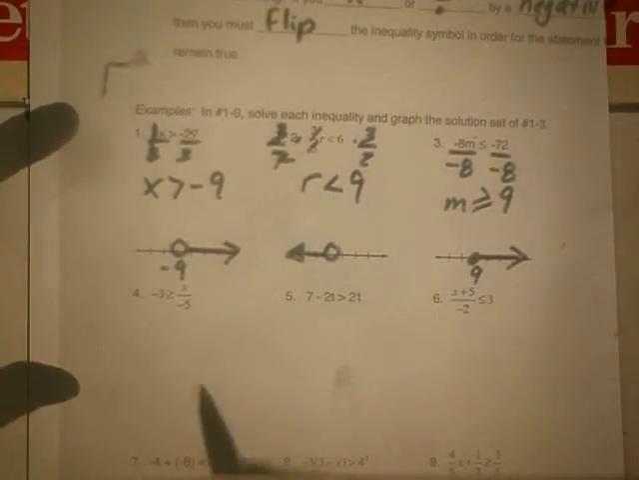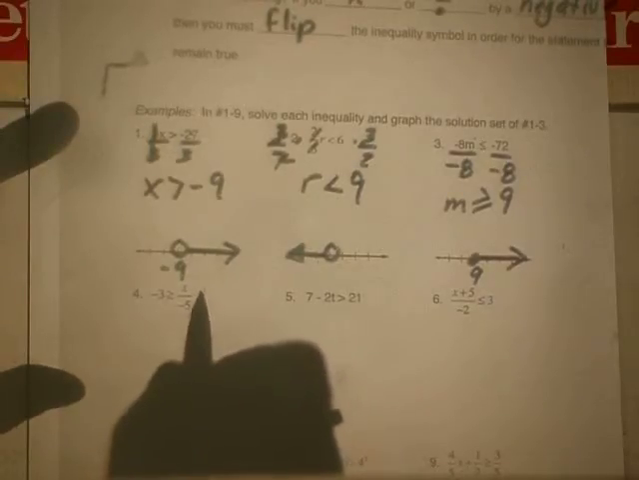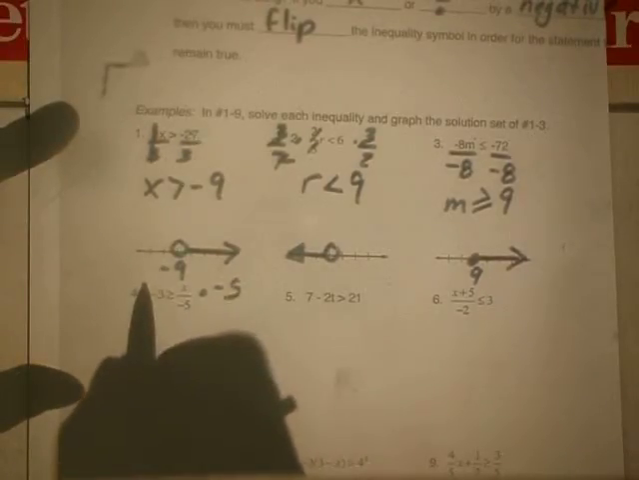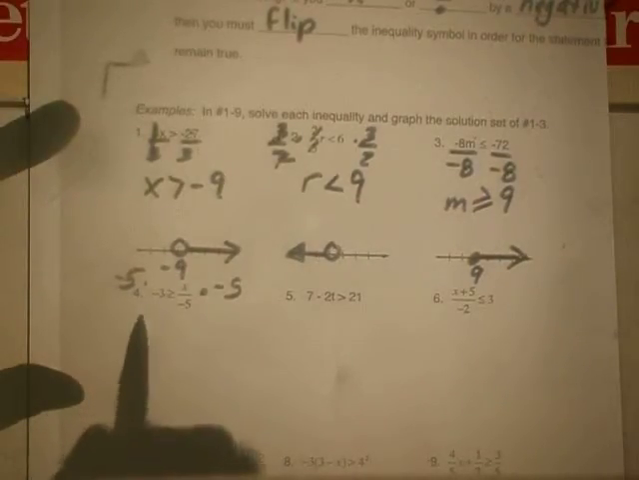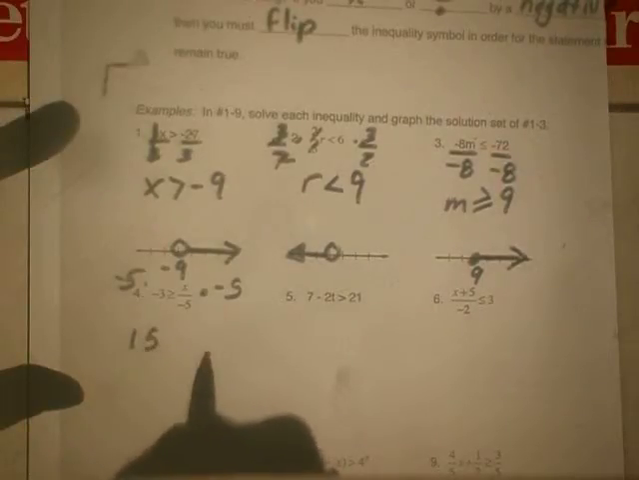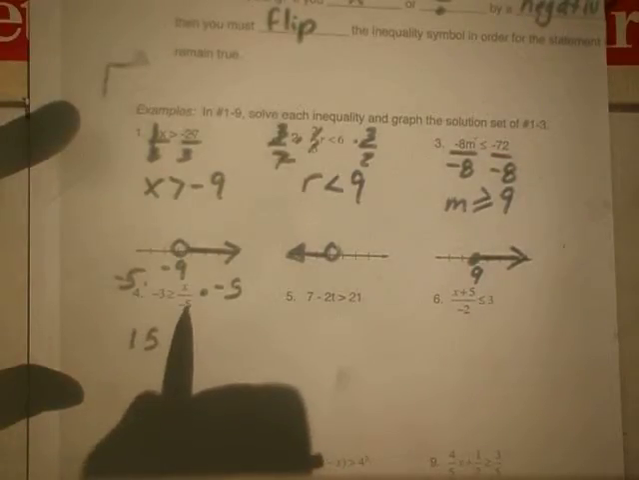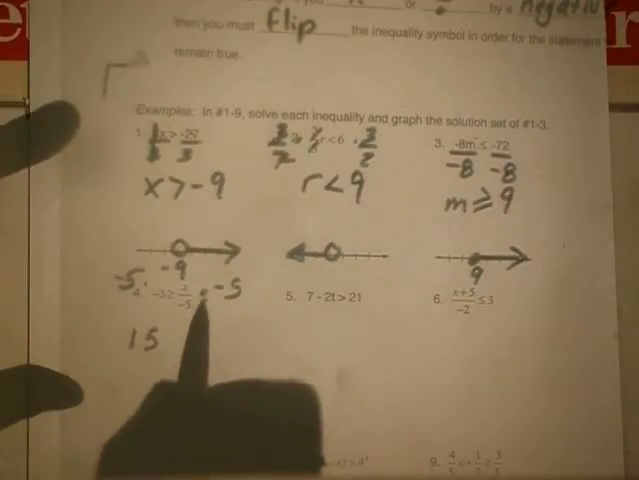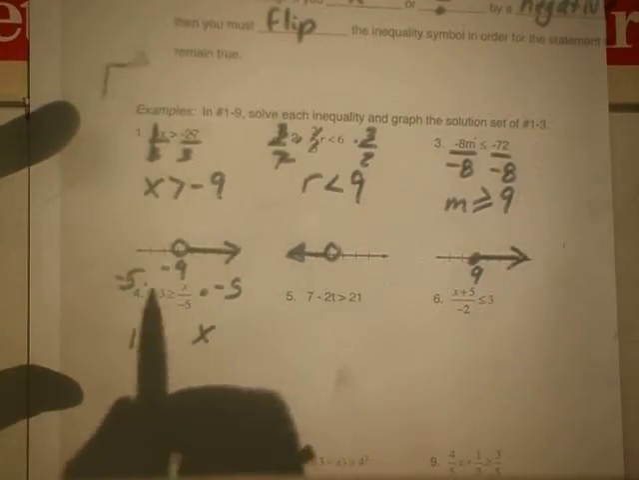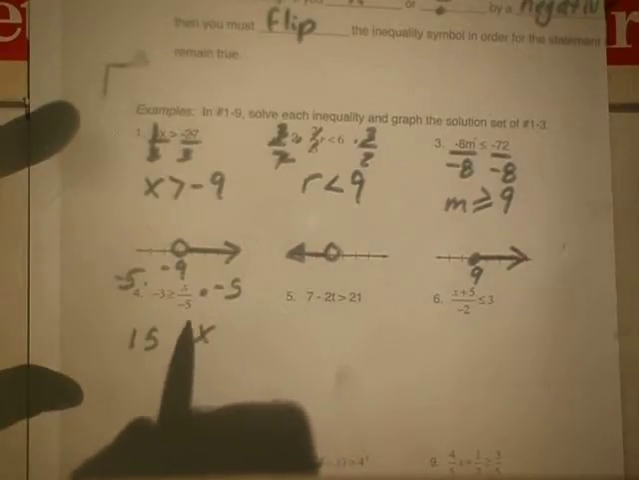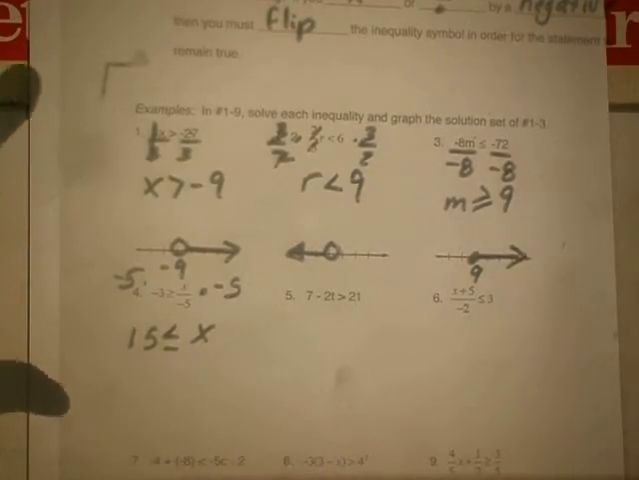Number 4, we have an x divided by a negative 5. To undo that, we are going to multiply both sides by a negative 5. Negative 5 times negative 3 is a positive 15. Negative 5 multiply and divide, they cancel each other out, so we're left with an x. And since we've multiplied by a negative 5, we have to flip the sign.